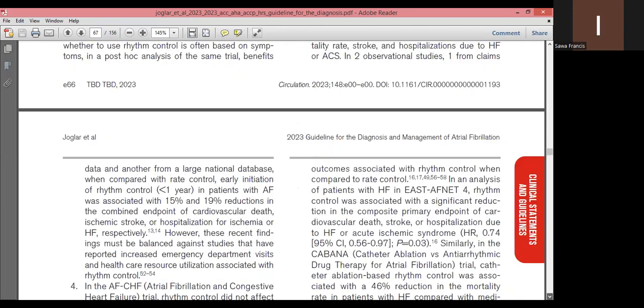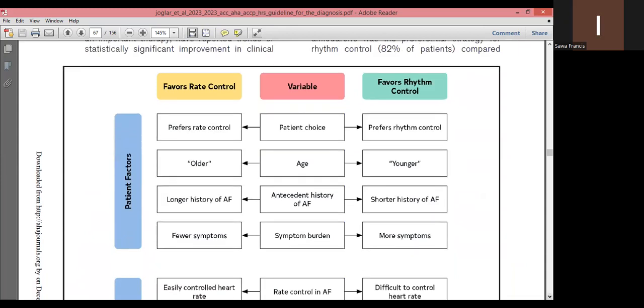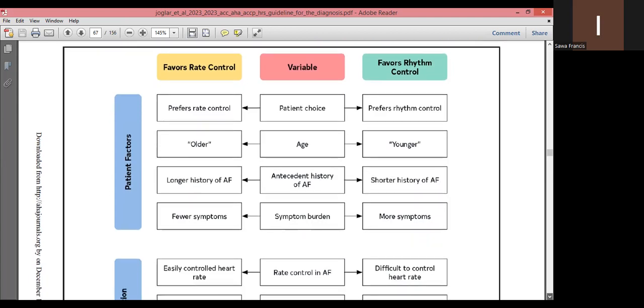So this table, let me just say something little about the table. It has different variables, and it tells us which one is favoring rate control and which one is favoring rhythm control. So patient's choice is number 1. If the patient prefers rate control, give the patient rate control. If the patient prefers rhythm control, give the patient that. Patient's age: older age group, do rate control. Younger age group, do rhythm control. Antecedent history of AF: longer history of AF, do rate control. Shorter history of AF, try to do cardioversion. Then symptom burden: fewer symptoms, do rate control. More symptoms, do rhythm control.